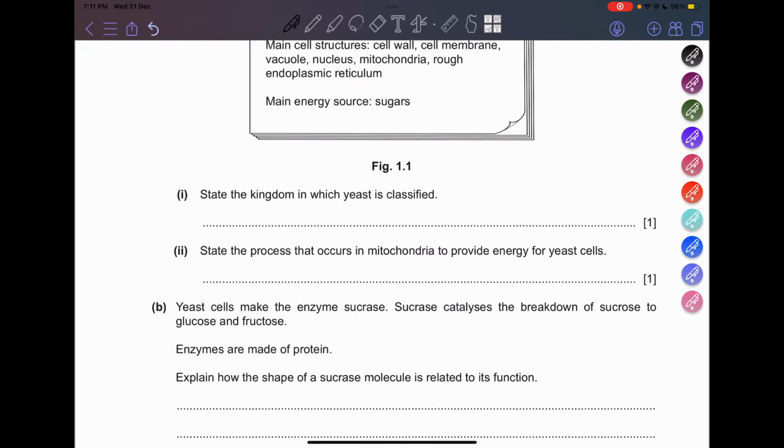1ii. State the process that occurs in mitochondria to provide energy for yeast cells. Some students will write down respiration without mentioning that it's aerobic. No, you have to write down that it's aerobic respiration. This is how you get the mark. This is a 1 mark question, so please make sure to mention the word aerobic.